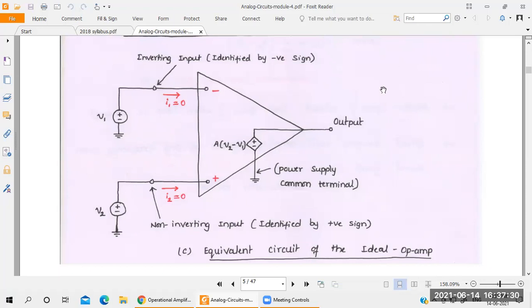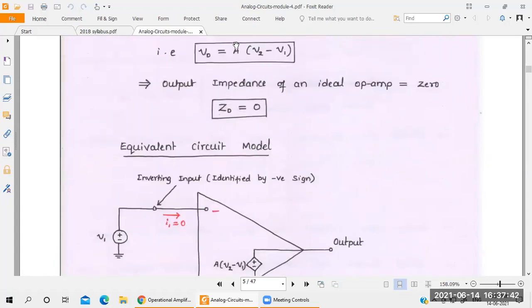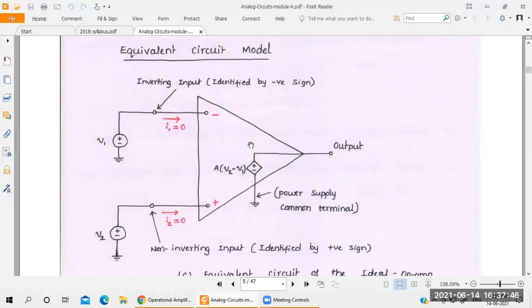Next, you take the output voltage. So in the output voltage, what happens here? You have to find out the V0 equation. V0 is the source. This is the output voltage source. What is the output voltage source equation here? A into V2 minus V1. We are going to represent the output voltage within the op-amp. So what is the V0 equation now? A into V2 minus V1. Understood?